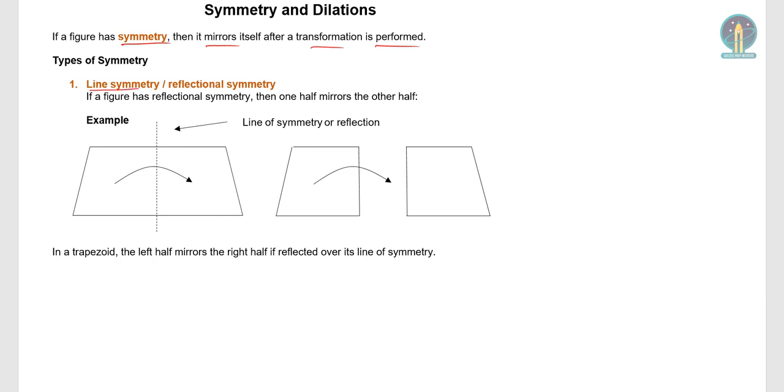We have line symmetry, also known as reflectional symmetry, and that we get if a figure has reflectional symmetry, then one half mirrors the other half, right? So you can see here, for example, for a trapezoid, if this is the line of symmetry, then these two portions, or two halves, are mirror images of one another. Okay, this is known as reflectional symmetry.